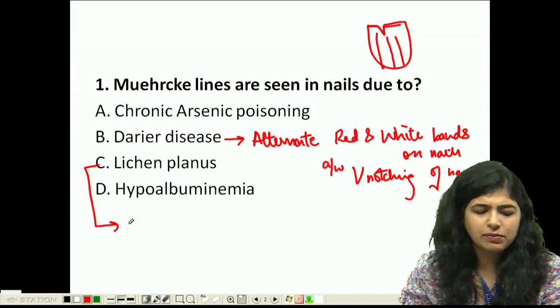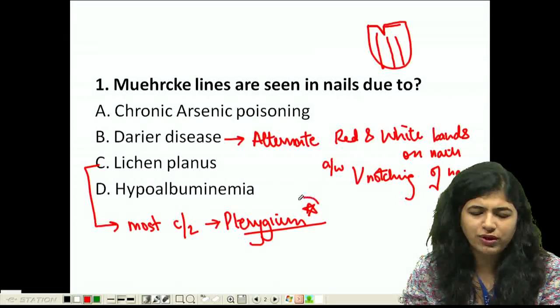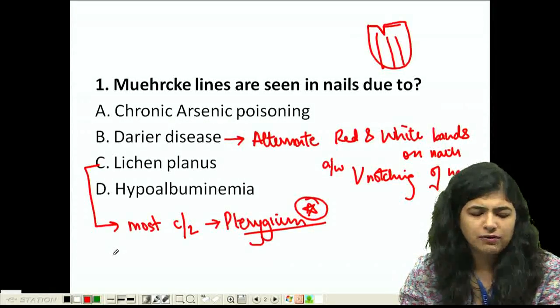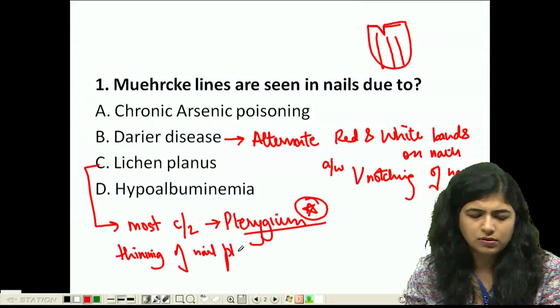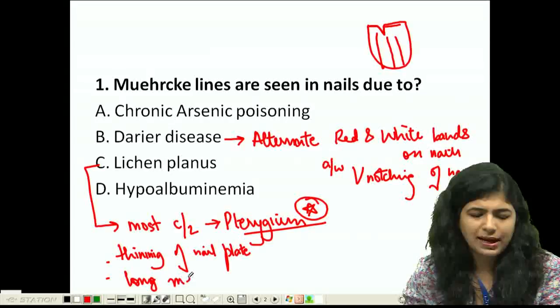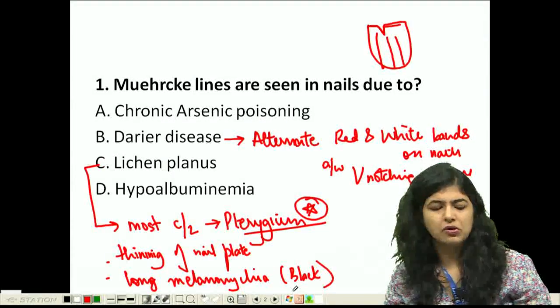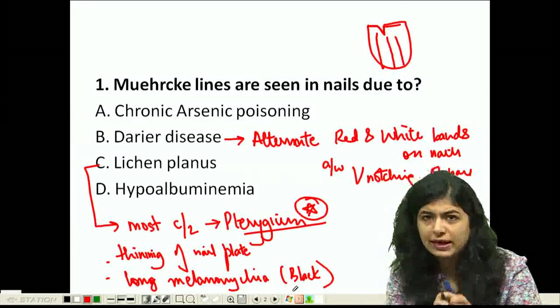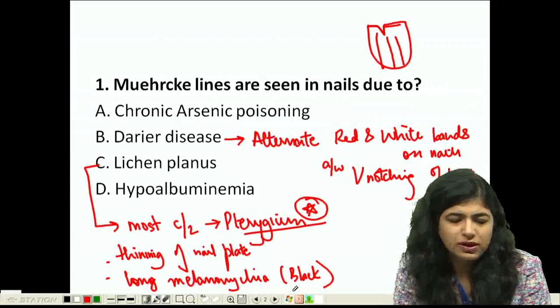What do you see in lichen planus? In lichen planus, the most characteristic change is a pterygium. This is the most classical, most pathognomonic change, a very commonly asked, very important question. Apart from that, you see thinning of the nail plate and longitudinal melanonychia, so here you see black bands, black colored discoloration of the nail plate. But the most characteristic finding would be a pterygium, which is irreversible loss of the nail. You have to know it is irreversible, that is also very commonly asked.